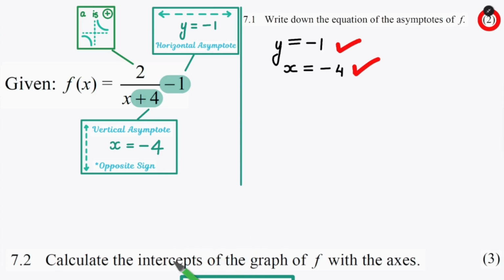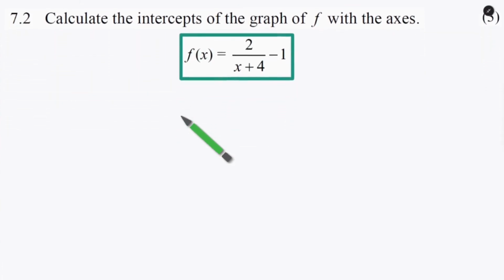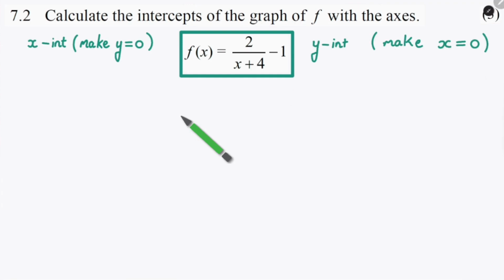So next up, I need to calculate the intercepts of the graph of f with the axes. So I'm going to grab this equation of f of x, and we're going to start working on the intercepts. Now to get intercepts, you make the other guy equal 0. So if I want the x-intercept, I make y equal 0. And if I want the y-intercept, I make x equal 0. Let's start off here with the x-intercept. f of x is a fancy placeholder for y, so I'm going to change f of x to a 0, just like this.